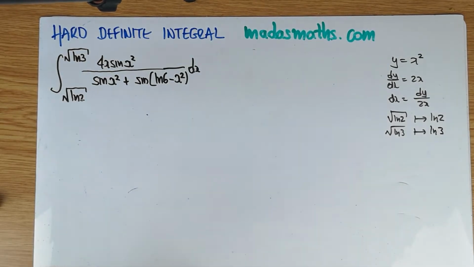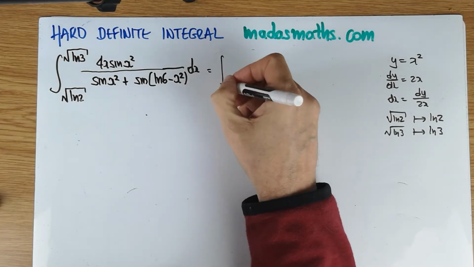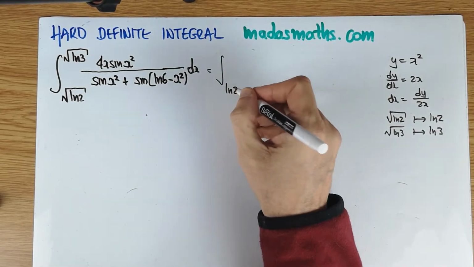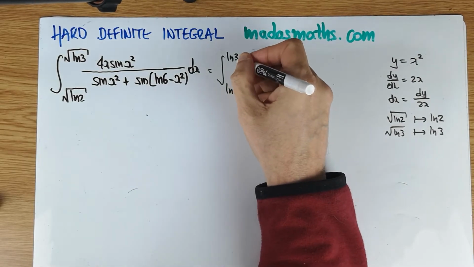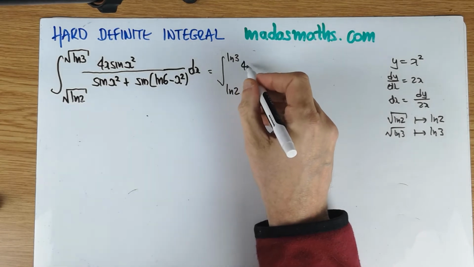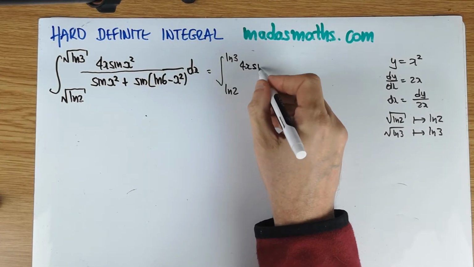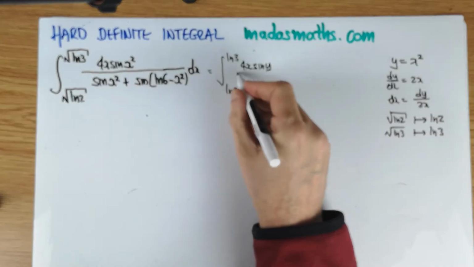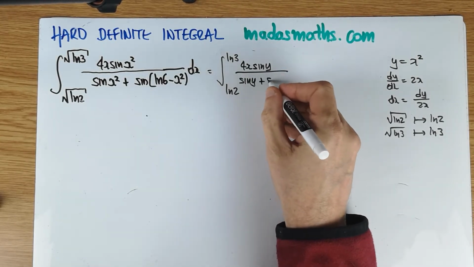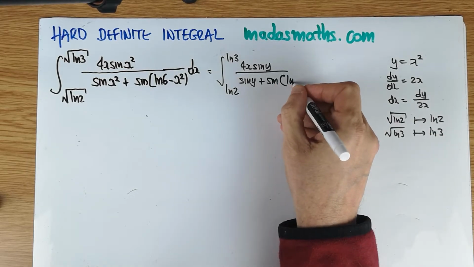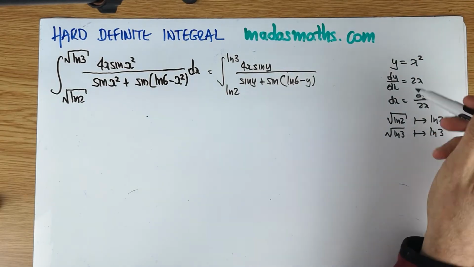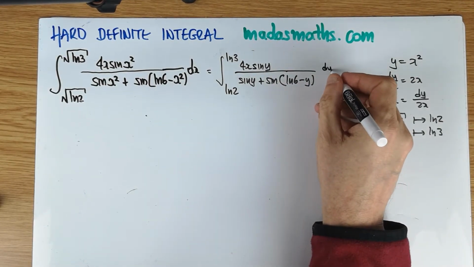Even if you cannot see what to do next, I like to think that for most people who have done substantial amounts of integration at a much more involved level, it is obvious. So this will now be y, and then we go sine of y plus the sine of the log of 6 minus y. And my dx is dy.